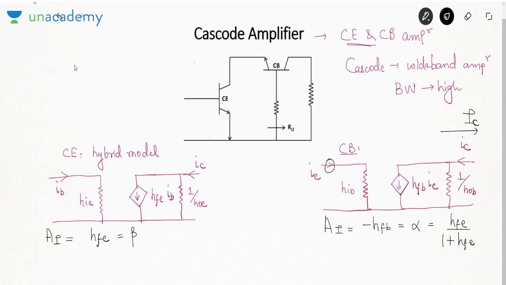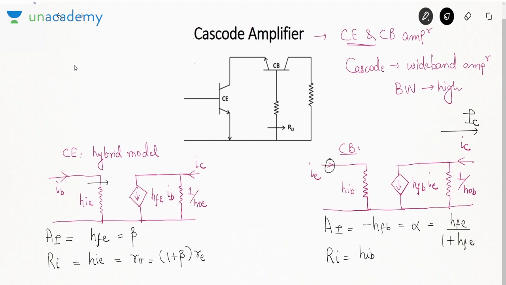Okay. Now the input resistance. The input resistance, if you see in this circuit, it is equal to HIE. What about in this case? The input resistance is HIB. Now see, in this resistance HIE basically is equal to R pi, which is 1 plus beta RE.